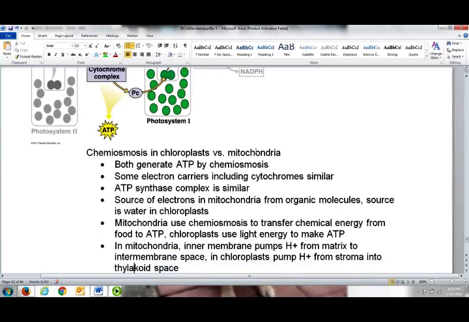So you can see there's an electron transport chain just like you have in the mitochondria here. So the chemiosmosis that occurs in the chloroplasts is very much similar to the one that occurs in the mitochondria. Both are going to generate ATP through chemiosmosis. It will have some of the same electron carriers, including the cytochromes. The ATP synthase complex at the end is similar.